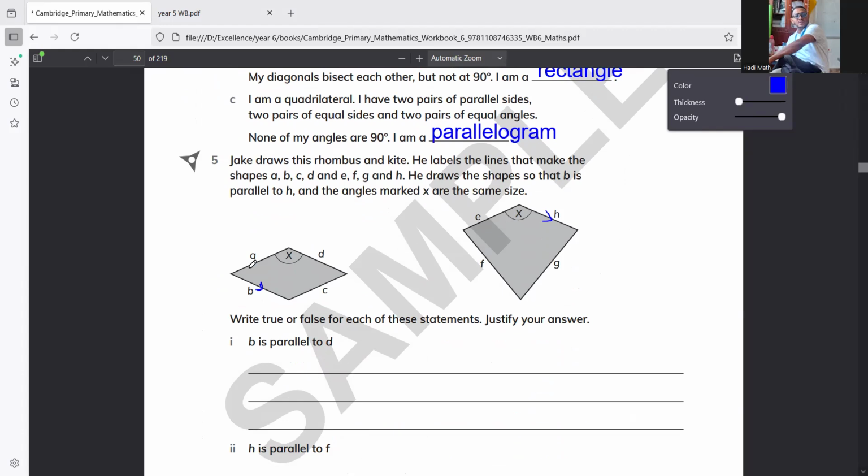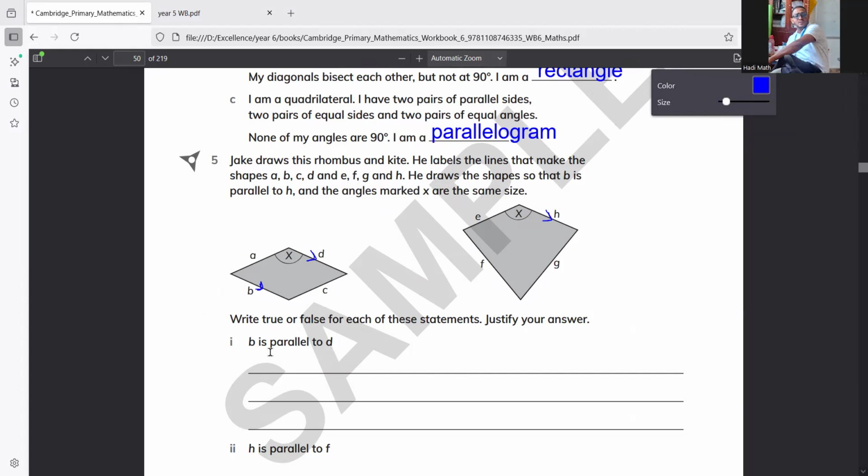All of us know this is a pair. This is a parallelogram, or someone could say it's a rhombus, because a rhombus is also a kind of parallelogram. Those two are parallel to each other, and this one is also parallel to B. They say write true or false for each of these statements and justify your answers.